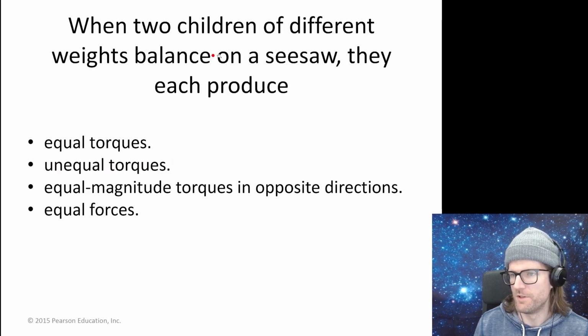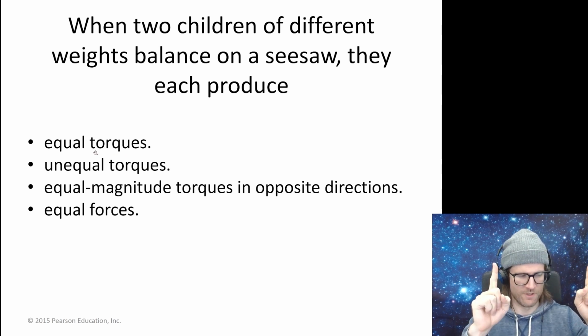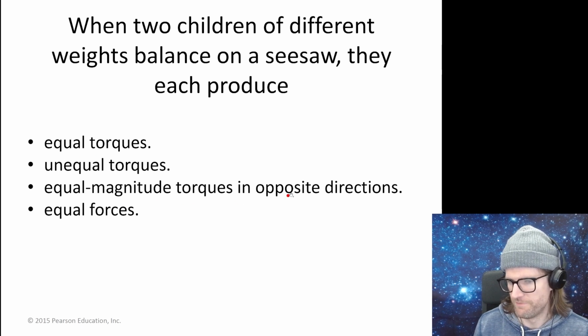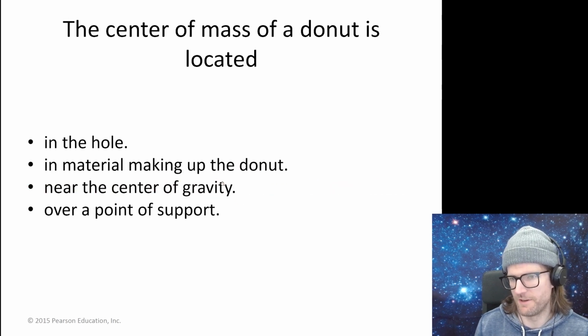Okay. When two children of different weights balance on a seesaw, they each produce equal torques. That's true, because they're in balance. Unequal torque, that's false. Equal magnitude torques in opposite directions, that sounds good. Equal forces, that's not right. Oh, I see. Equal torques would mean in the same direction, but they actually need to be in opposite directions. So the best answer is 3. Equal magnitude, opposite directions. Okay.